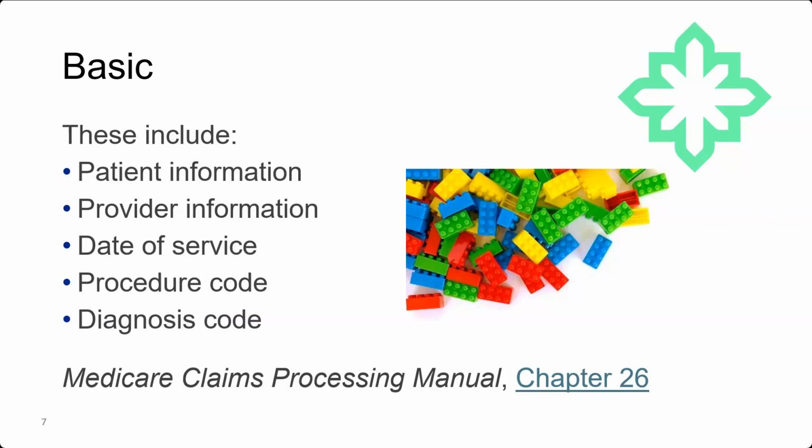So while there are some pieces of information that will cause an unprocessable that are specific to Medicare Secondary Payer, and we'll talk more about that, any of these basic pieces missed will not even allow you to reach these Medicare Secondary Payer edits and audits within our system.